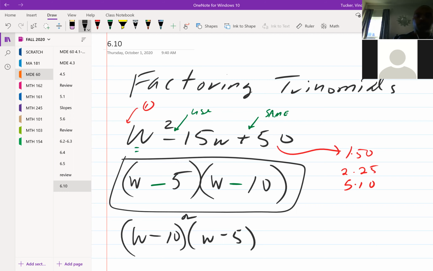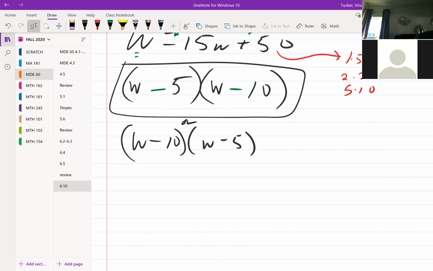All right, let's look at one more without a 1 in front. Choose one with different signs.